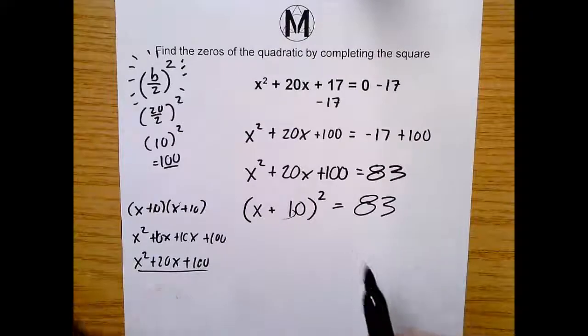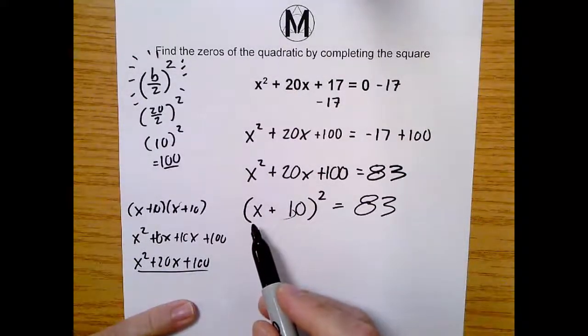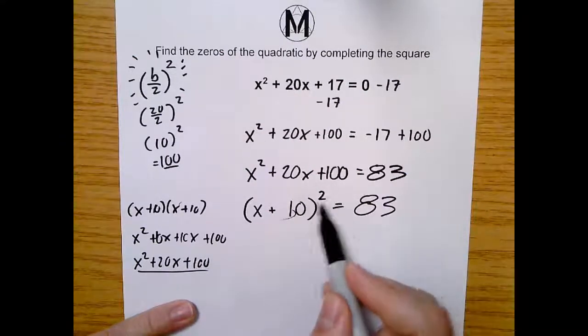Oh, I drew a line. Oops. Okay. So moving on. Okay, we want to get x all by itself. We want to find those zeros. We want to find those solutions. But I can't get to this x yet because this whole thing's being squared.